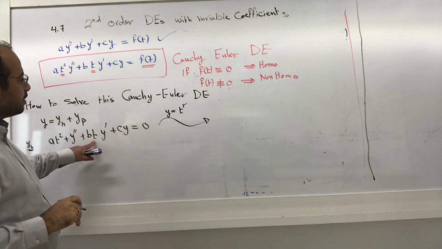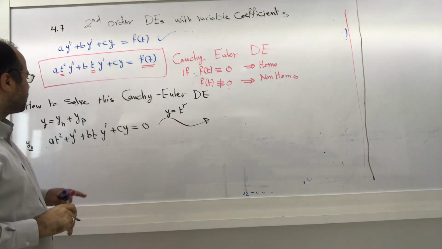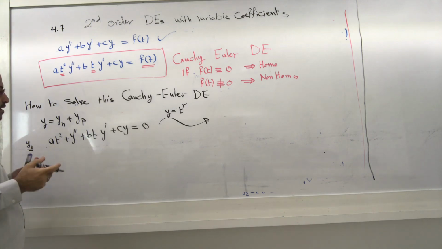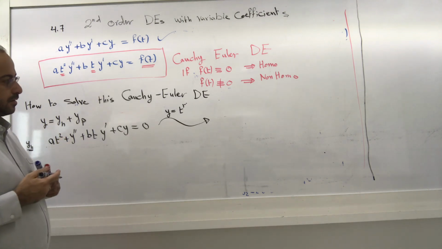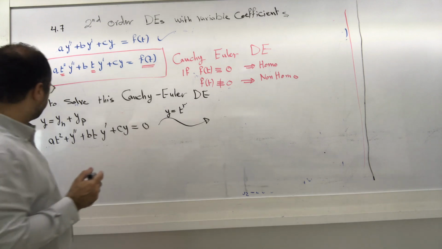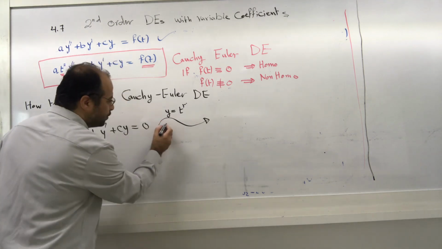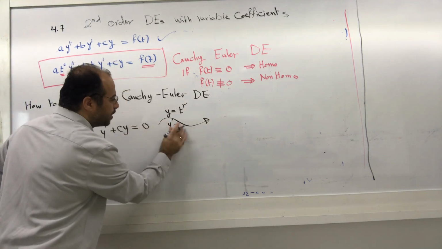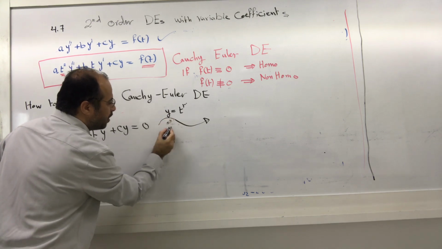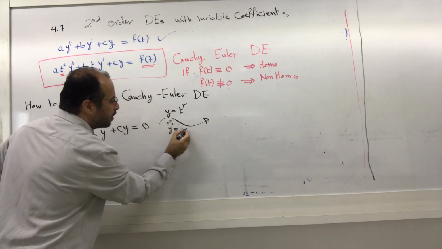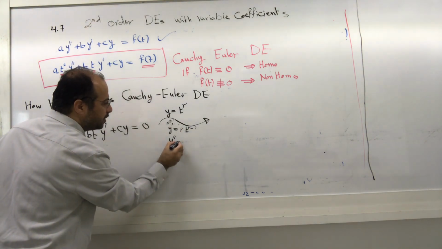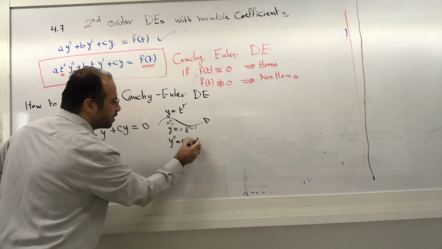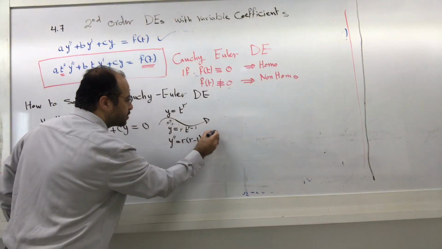If the independent variable is x, it will be x^r. If you change to any other independent variable, then it will be that independent variable to the power r. Now, if you do this, you need y' first. Then y' will be r t^(r-1), and then y'' will be r(r-1) t^(r-2).